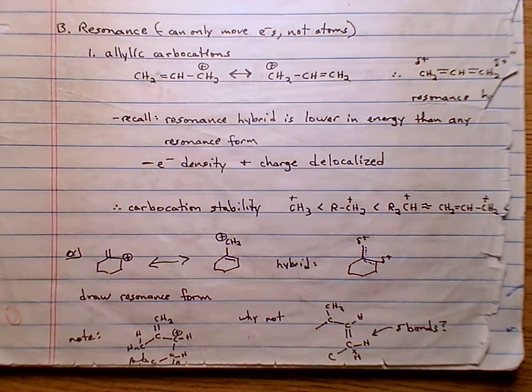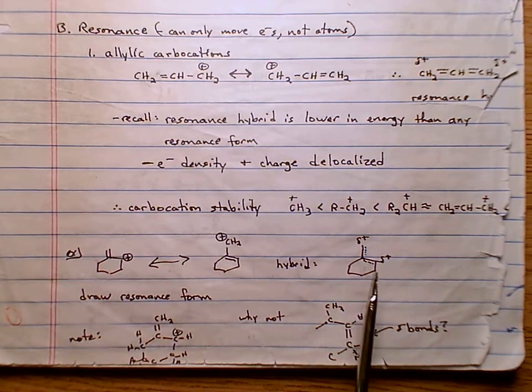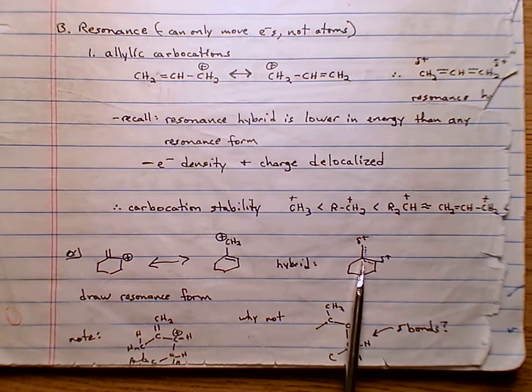All right, cool. And of course, when we see this, we realize a resonance hybrid really looks like this. We've got partial double bonds between the carbon in this one and this carbon over here, and partial positives there.